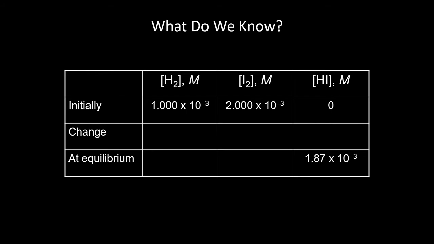So when we're writing out these ICE tables, they're going to be laid out like this, where we have our initial, change, and equilibrium. That's where we get the ICE from. And by the way, the people that call it a RICE table, it's because they put the reaction here. So they have the reaction, initial, change, equilibrium.